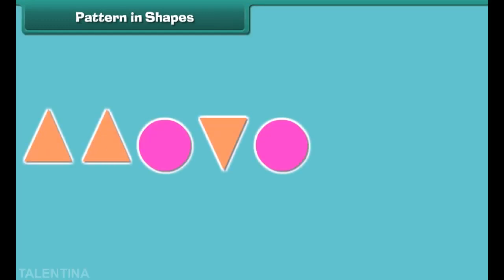Now look at this arrangement of triangles and circles. Can we call it a pattern? No, we can't, because the shapes do not repeat in a definite order.